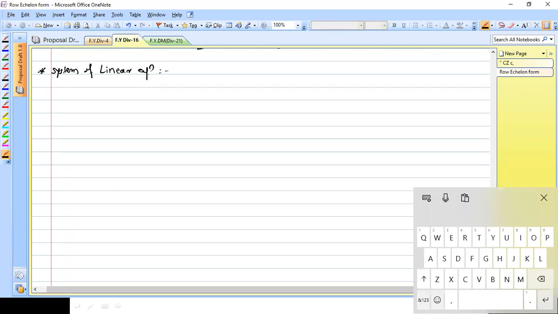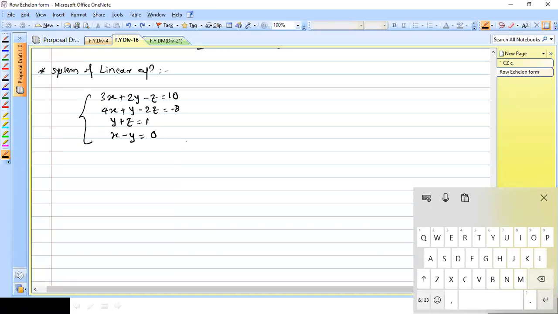Our target is to solve this equation. Suppose I take an arbitrary system of equations in x, y, z: 3x plus 2y minus z is equal to 10. Then 4x plus y minus 2z is equal to minus 8. Then y plus z is equal to 1, and x minus y is equal to 0. Suppose we have these 4 equations, and I need to solve them.